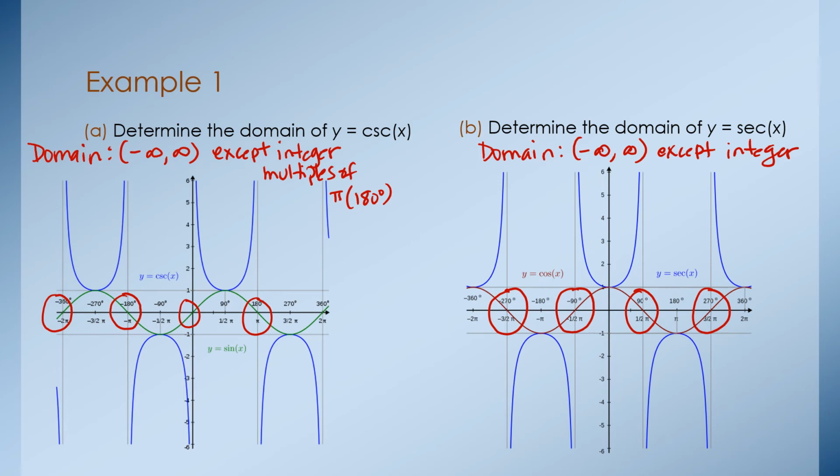3 pi over 2. I'm going to say except, I'm going to add the word here, odd integer multiples of pi over 2. Now I had to throw the word odd in there because if I just said multiples of pi over 2, that'd be 1 pi over 2, 2 pi over 2. 2 pi over 2 is the same thing as pi, and I do not see a vertical asymptote. So I had to throw in the word odd, so it would say 1 pi over 2, 3 pi over 2, 5 pi over 2, etc. Of course, that could also be 90 degrees.